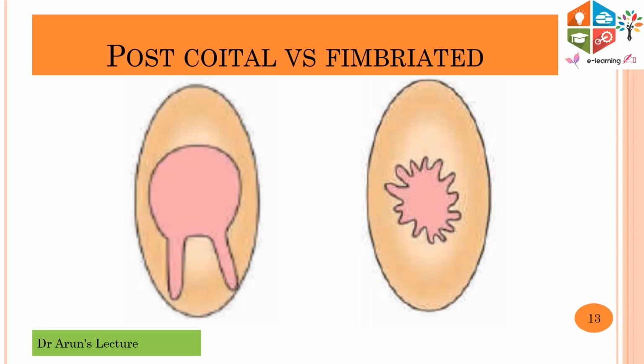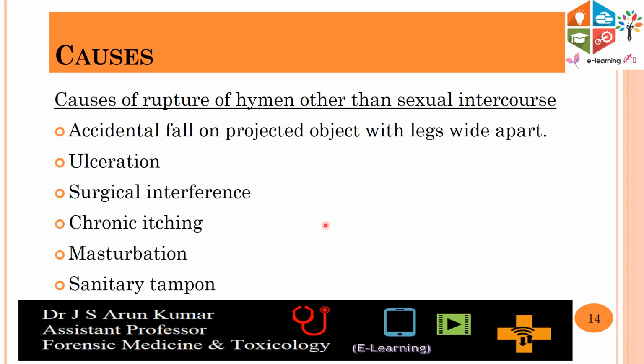And coming to rupture of hymen, the most common reason for rupture of hymen is an act of sexual intercourse, and there are other etiological conditions that can also result in rupture of hymen. First and foremost, an accidental fall on a projected object with legs wide apart can result in a rupture of hymen.